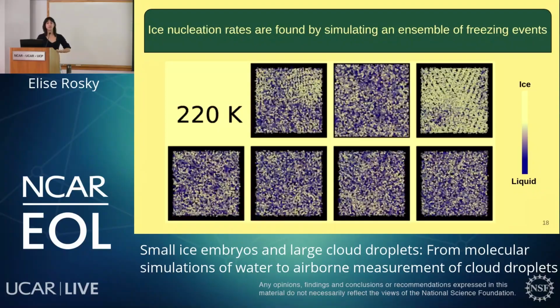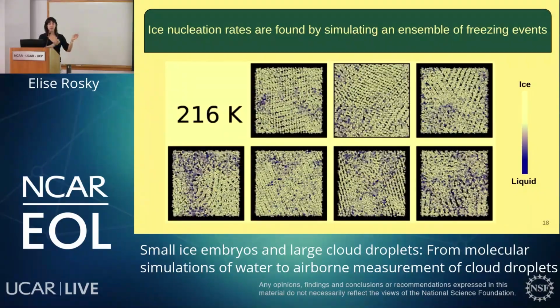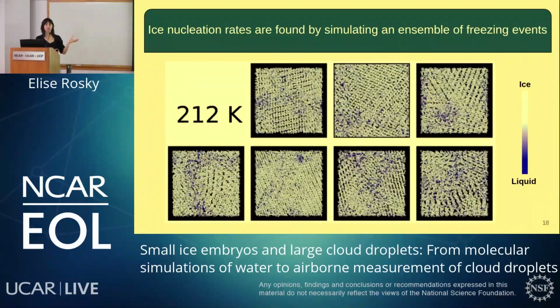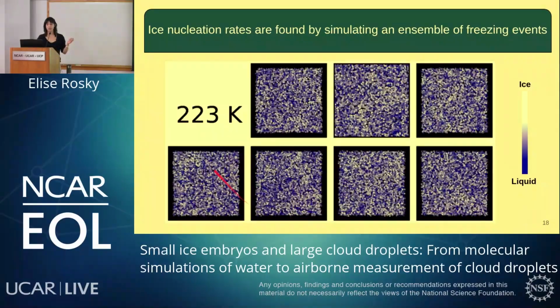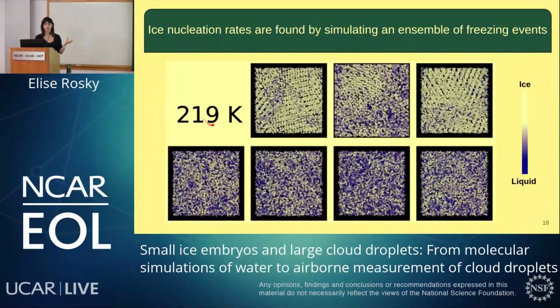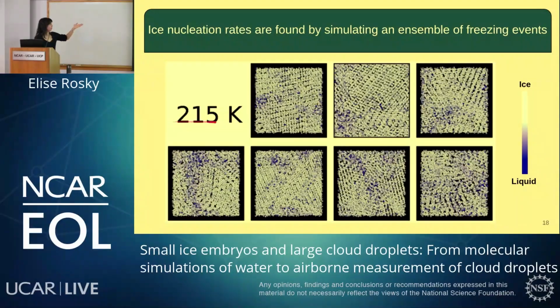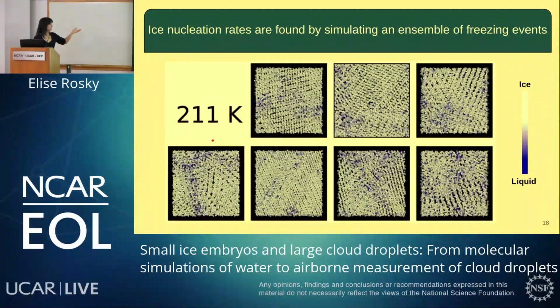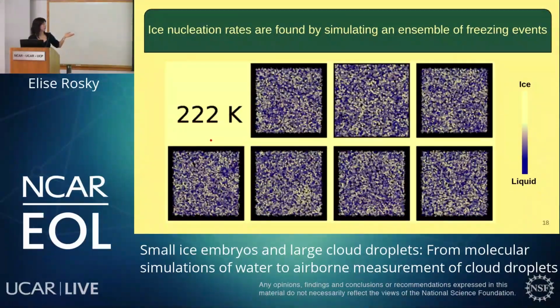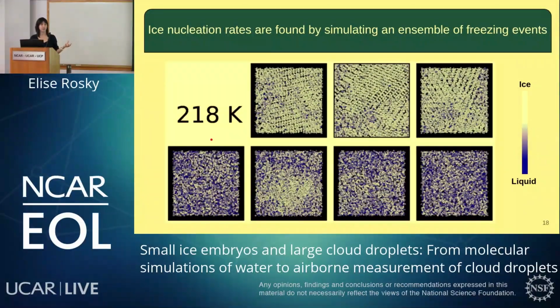So in order to measure the nucleation rate, we set up a whole bunch of identical boxes of water, and then we cool them all down at a constant cooling rate. So you can see the temperature decreasing here, and each box of water freezes at a slightly different temperature.